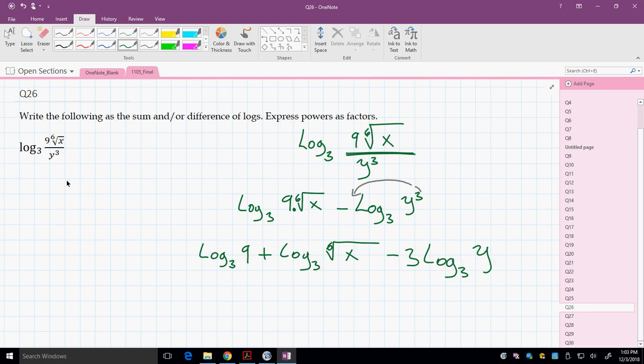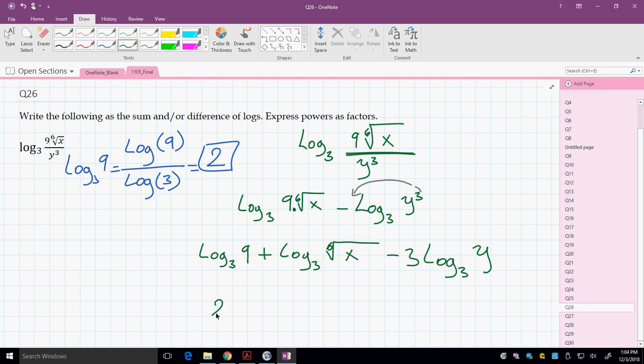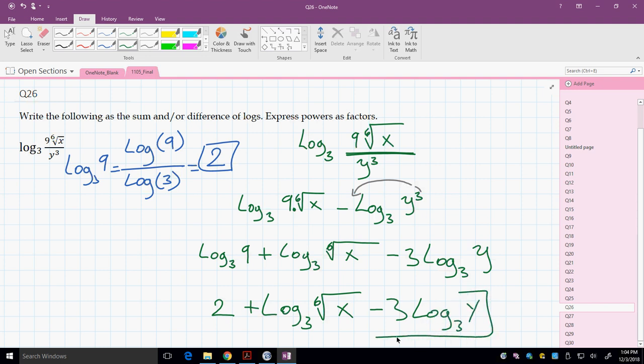I'm going to write here on the side in blue how you have to do it in the calculator. Log 9 over log 3 because that's the base. That is log base 3 of 9. You put it this way in the calculator and it's going to give you 2. So now we're going to solve the first log, which is 2, plus log base 3 of the fifth root of x, minus 3 log base 3 of y, and that is going to be your answer.